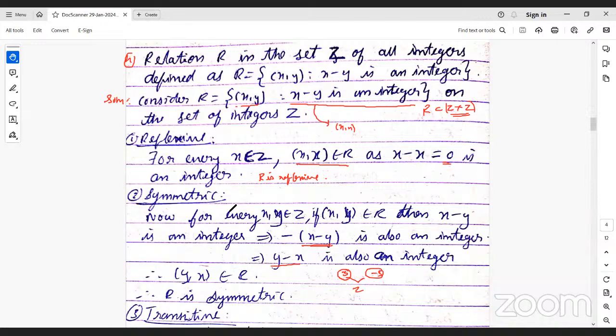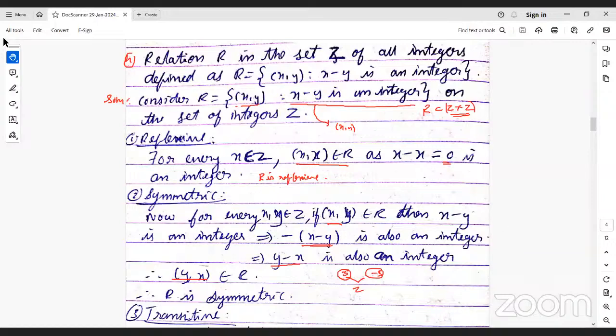So if I consider x comma y, or if I consider y comma x, both will be present in R, because the subtraction of x comma y and y comma x will also be an integer. Because of that reason, R is a symmetric relation. And then we need to check the transitivity now.